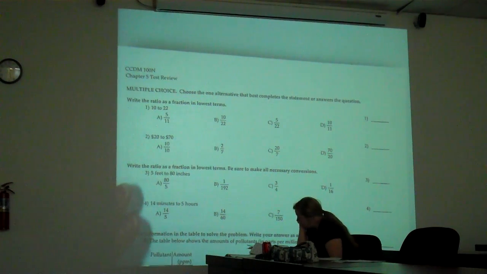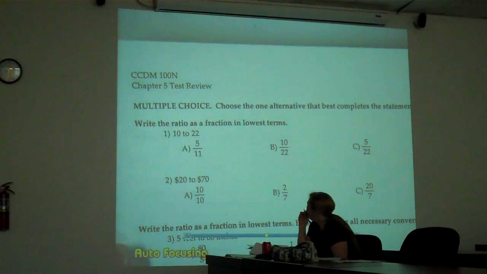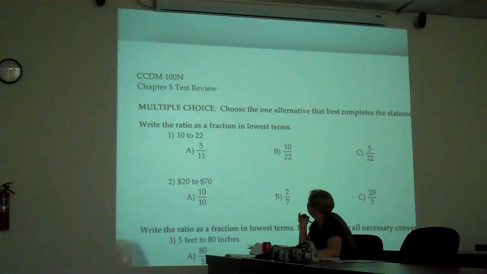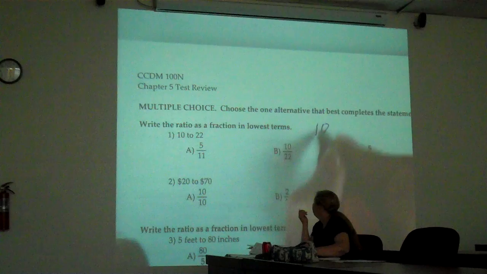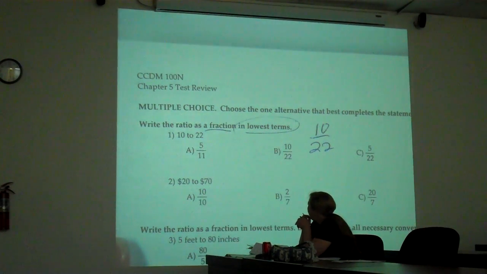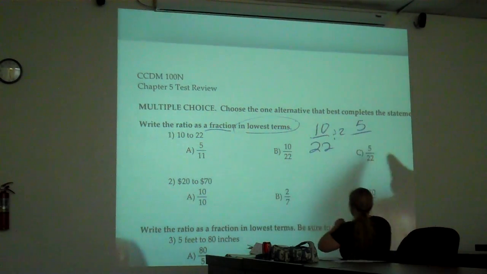Number 1, and it won't be multiple choice. This is multiple choice, but your test won't be. Number 1, 10 to 22. You're just going to put 10 over 22. What does the directions say? To do it in the lowest terms. So divide by 2: 5 over 11.